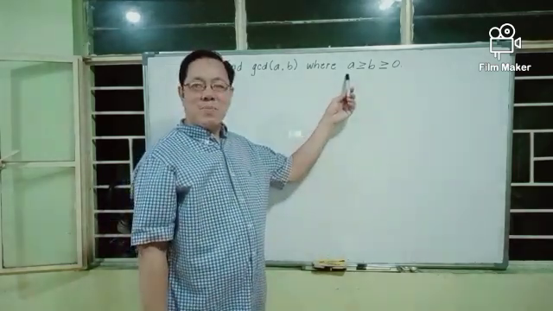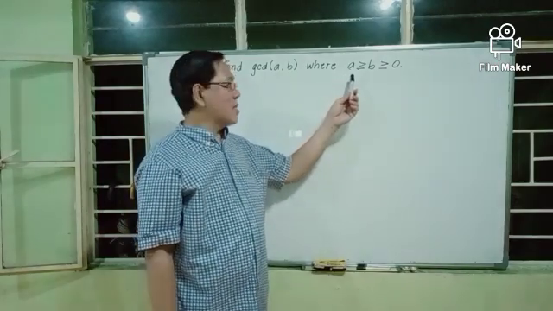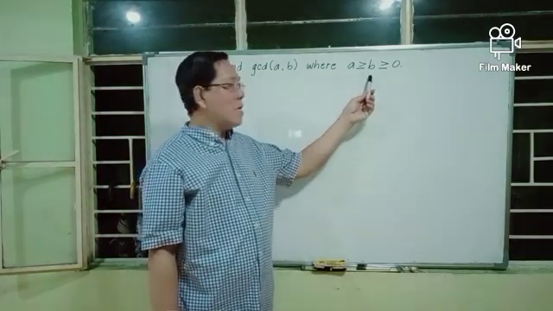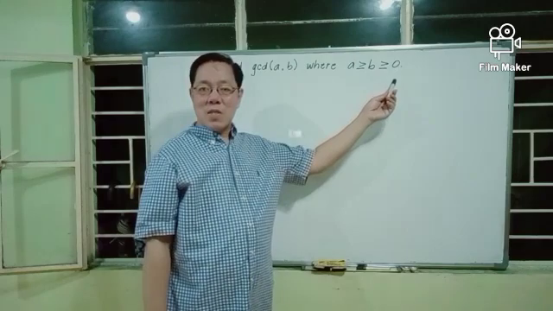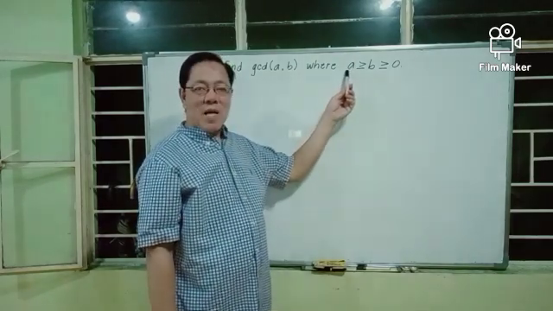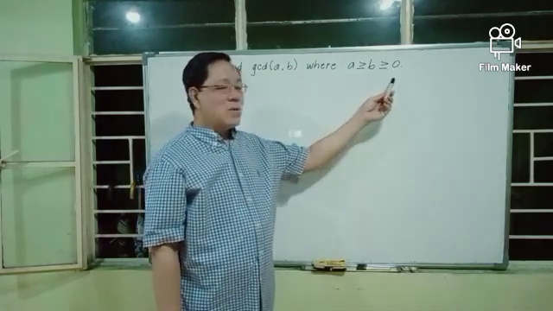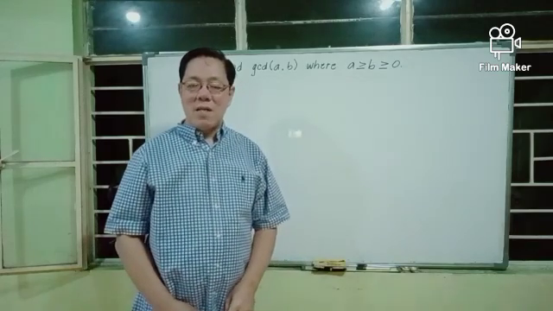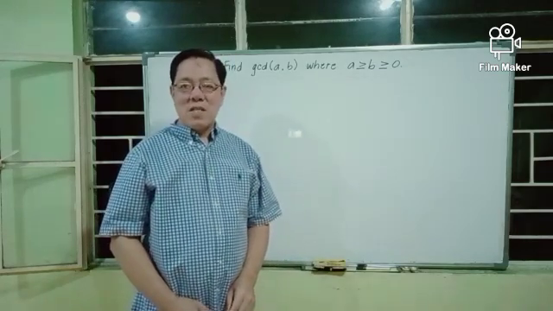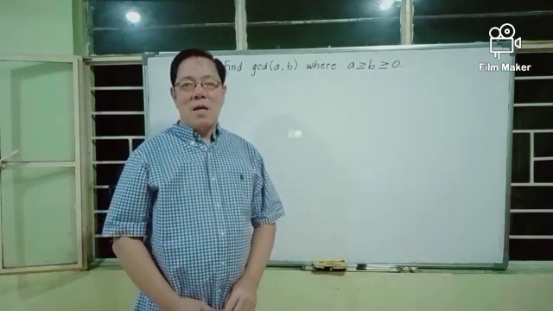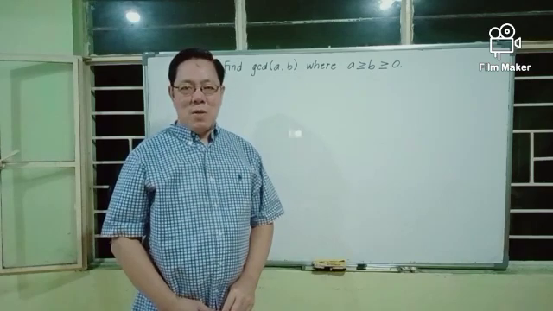And by the transitive property of inequality, if a is greater than or equal to b and b is greater than or equal to 0, then that implies that a is greater than or equal to 0, which means that a is also a positive integer or is equal to 0.